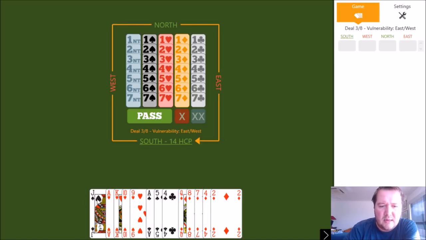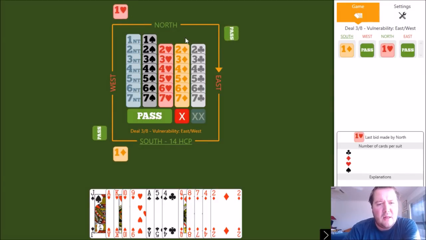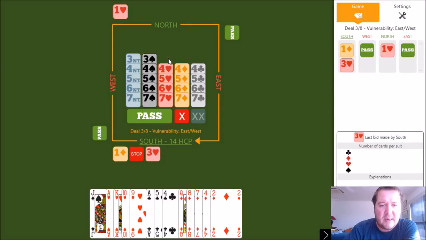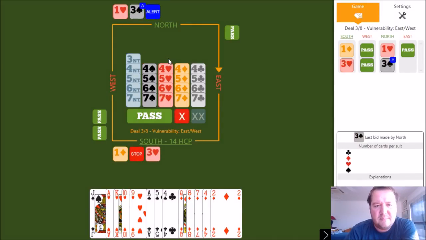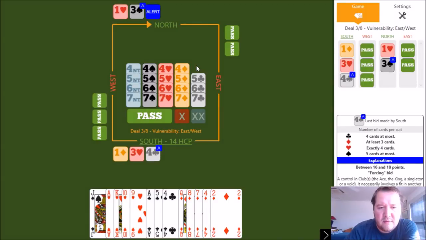Okay, so here we've got 14 high card points, first position, to start with one diamond. Then, ooh, one heart. My hand's got better, so I'm going to make an invite. I'll jump to three hearts here. Three spades. Is this just a cue bid? First or second round control. I'll cooperate. I'll cue bid four clubs.